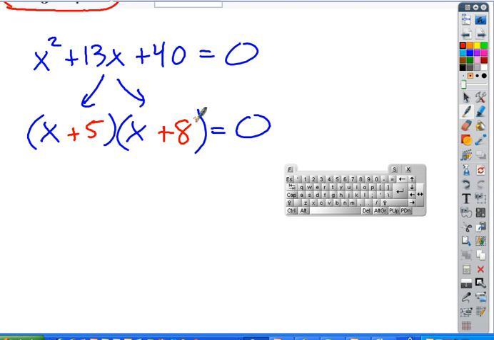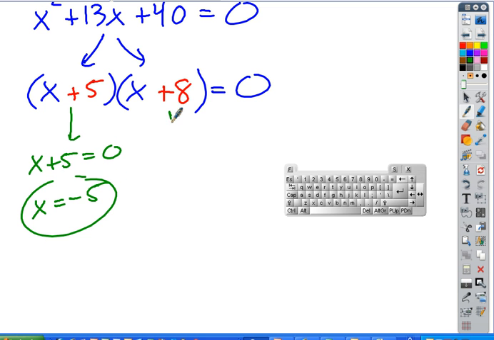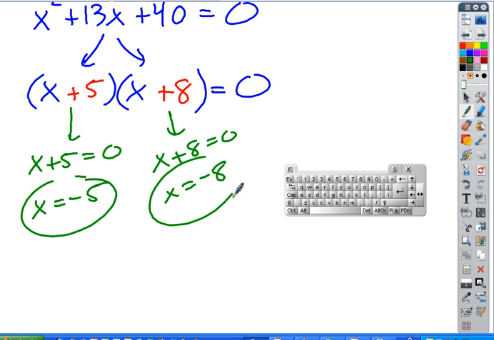We want to know what values of x make this thing equal 0, so we've got to go one step further. We've got to ask the question: what value of x is going to make that first factor equal 0? Because that would work. If the first factor was 0, 0 times some number equals 0. Well, what's that going to be? Negative 5. Okay, so there's one of our answers. What about the other factor? If I set that equal to 0 and solve, negative 8. So those are my two answers.